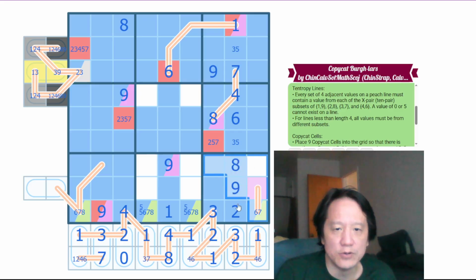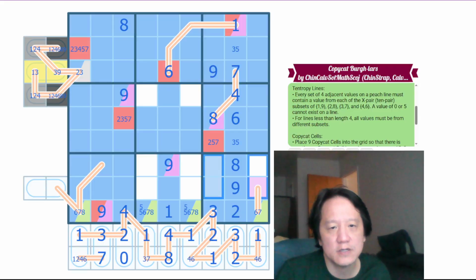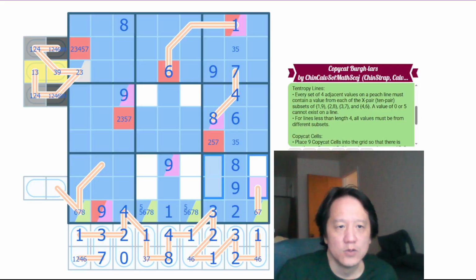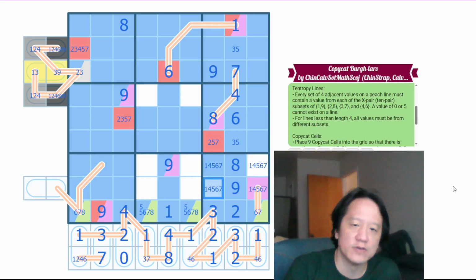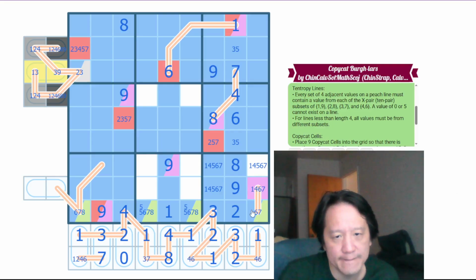That was actually pretty cool. Anyways, remaining digits. Remaining digits in box 9, we have 1, 4, 5, 6, 7. Okay. 5 cannot be on the entropy line. This could be copycatting this cell there.